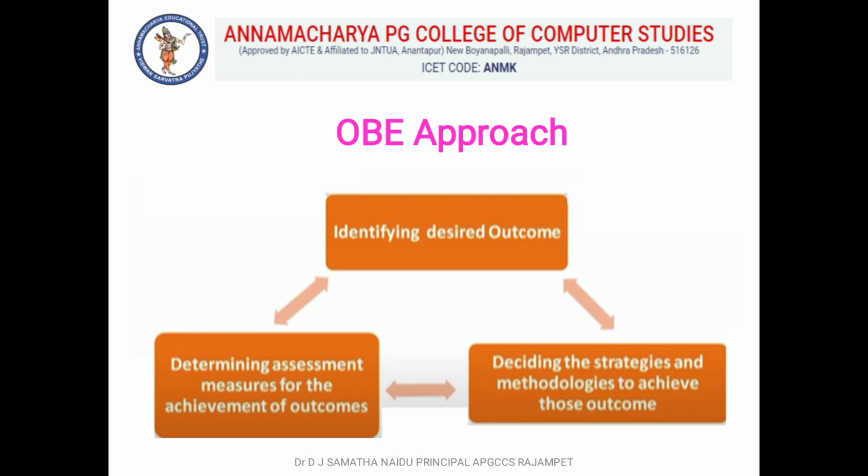The OBE approach, identifying the desired outcomes, can depend on two categories. It is a cyclic approach. First, we need to identify the desired outcome, then decide the strategies and methodologies to achieve those outcomes, and that can be forwarded to determine the assessment measures for the achievement of outcomes, and then finally whether we reached the desired outcome or not. So it is a cyclic approach where the outcome based approach is going on.